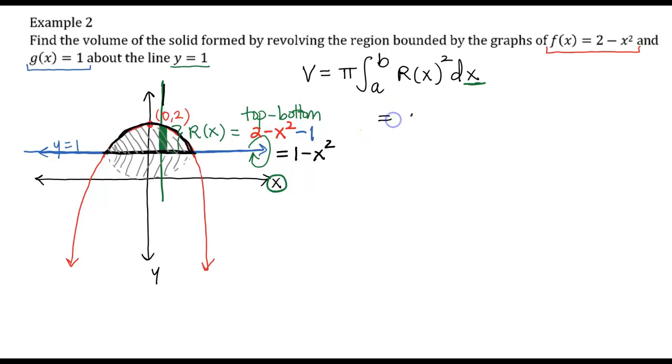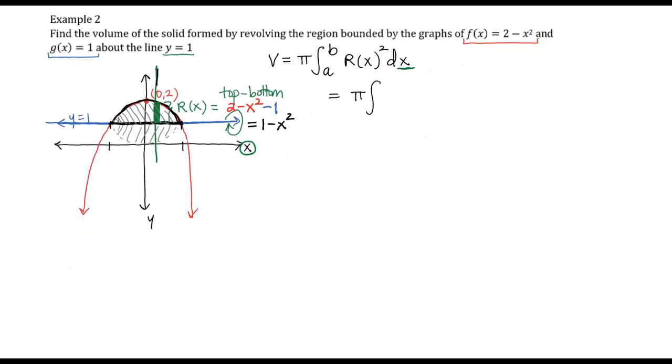So we have pi times the integral from a to b. To figure out what a and b are, we need to find these x values. What are these x values here that bound that region? To find that, we're going to set these two functions equal to each other. We're interested in when this parabola touches the line y is equal to 1. So I'm going to solve this equation. I get negative x squared is equal to negative 1, which means x squared is equal to positive 1, which means x is equal to plus or minus 1. So we have a point of intersection when x is negative 1 and another point of intersection when x is positive 1. Those are the limits for our integral.